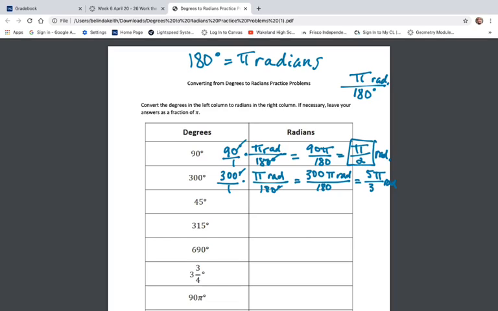Okay, so I think that should help for the rest of this practice. Let me do a couple of examples on the other one.